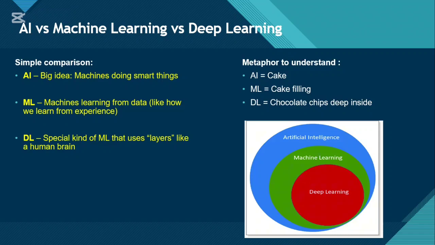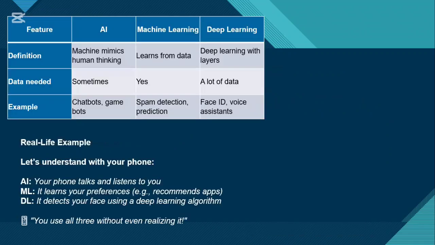And deep learning is a special kind of machine learning that uses layers like the human brain. So as you can see, artificial intelligence may or may not need data. For example, chatbots, game bots. It may require training and experience to learn from, and sometimes it may not.